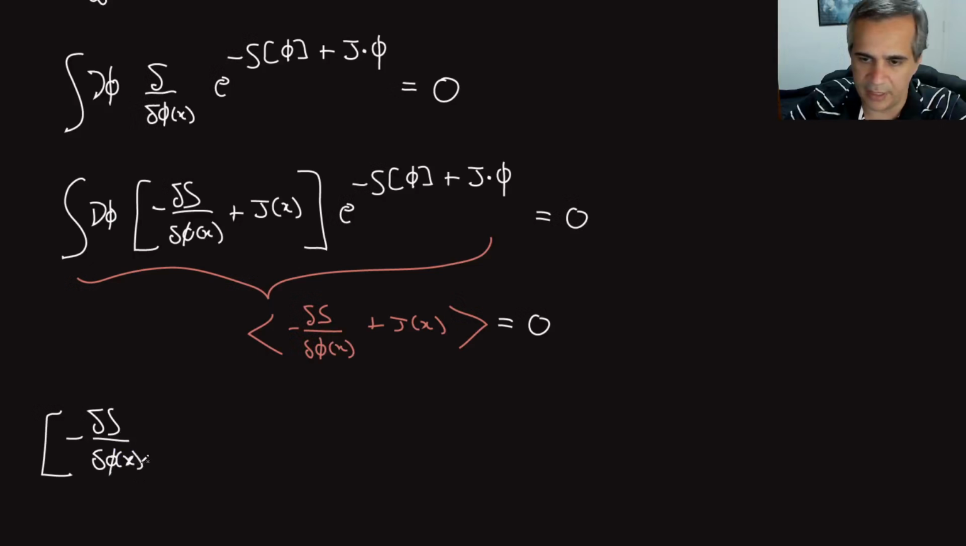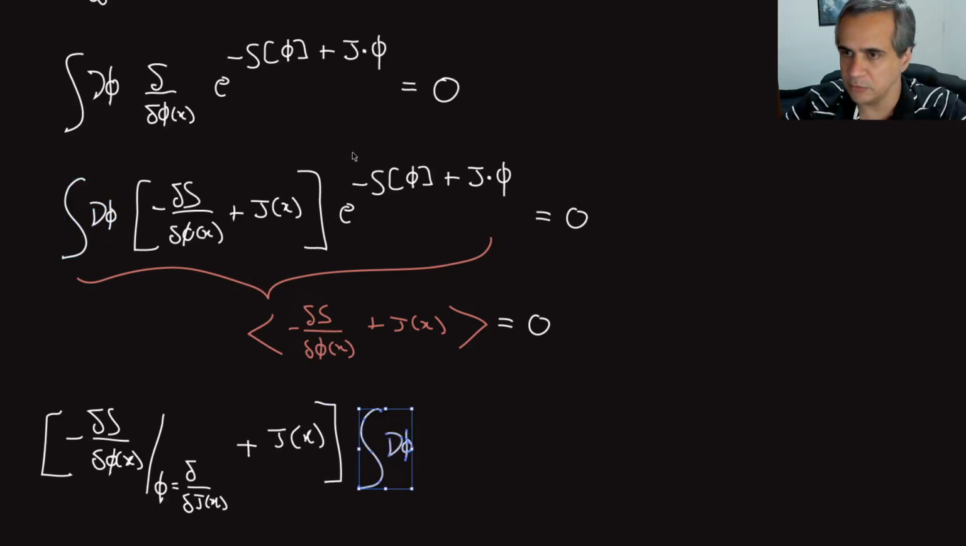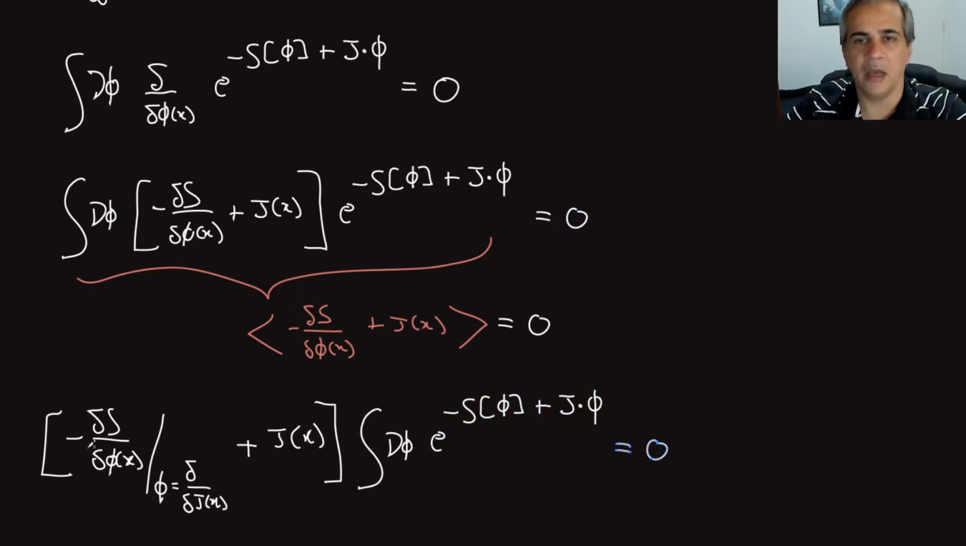Del S del phi of x, where I substitute every phi in that expression by a derivative in j of x, plus j of x, acting now on the path integral of this exponential. And this is still 0 because I didn't do anything, right? When I go back with this thing inside, these derivatives act on j, take a lot of powers of phi back, and you reconstruct that equation. If that is true, this one is true.